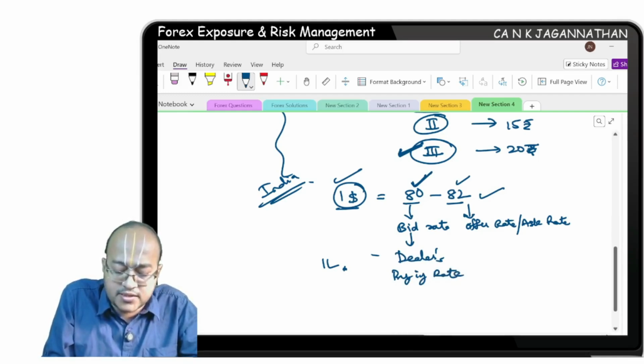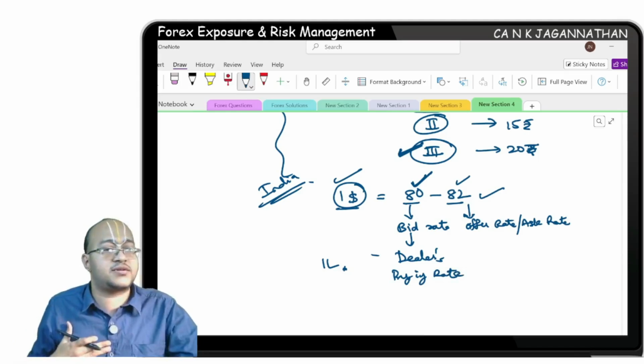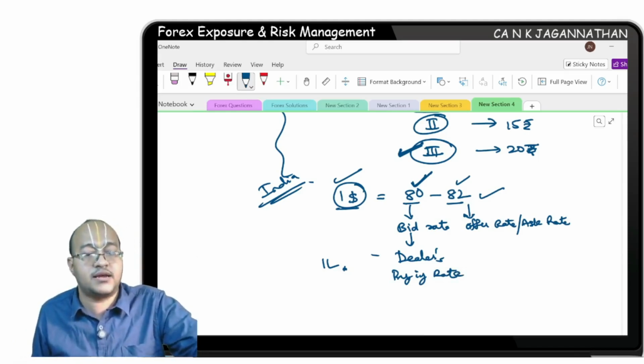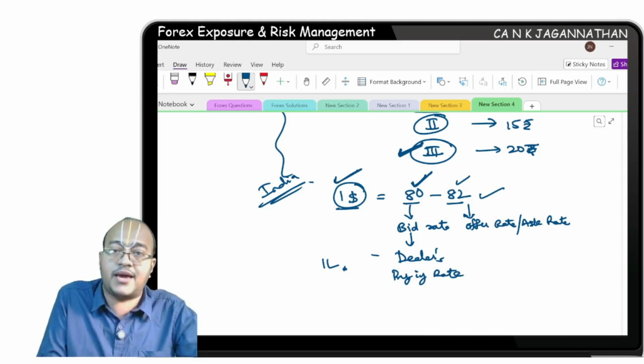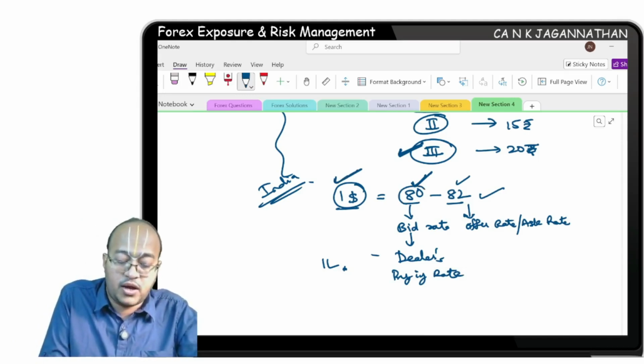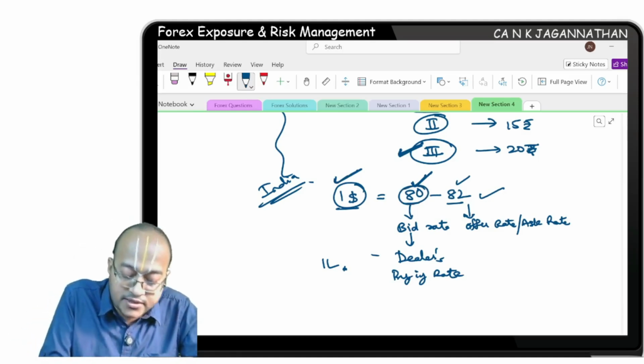Sir, what is this? What is he buying or selling? Foreign currency. Are you all understanding? Whenever I am saying buying or selling, it should always be understood as foreign currency. A dealer will buy the dollar from you at the rate of 80. Are you all listening? 80 rupees. Now, what is this 82?